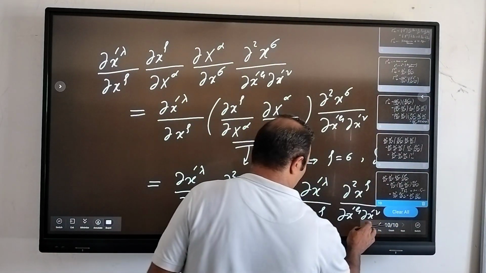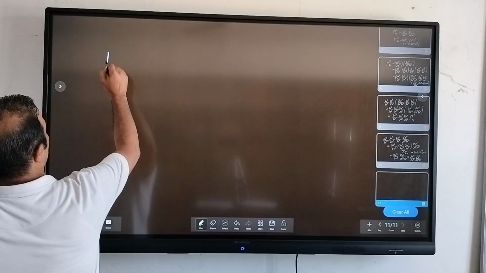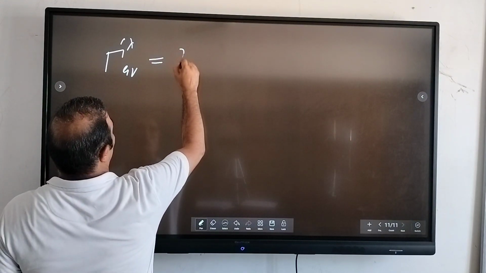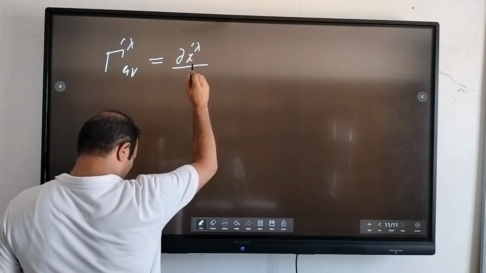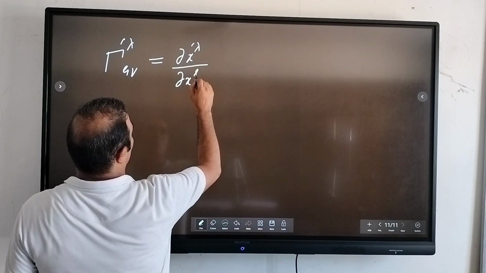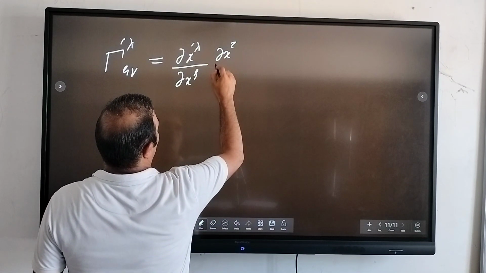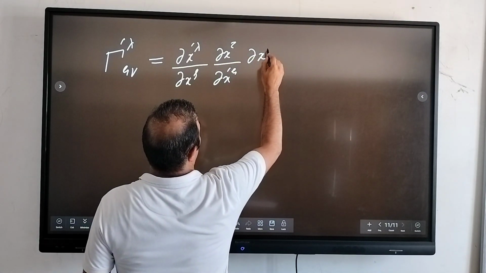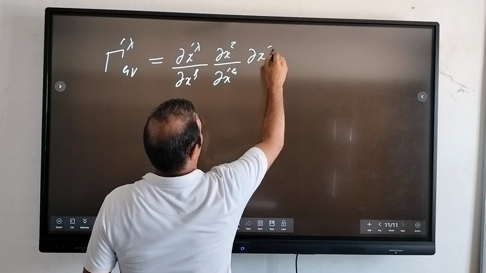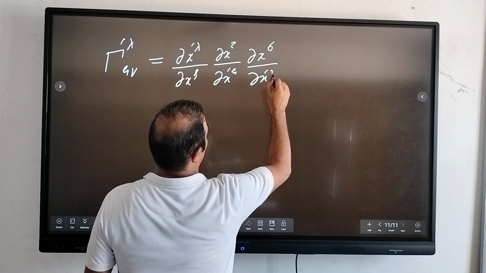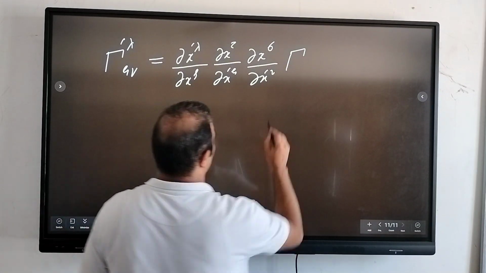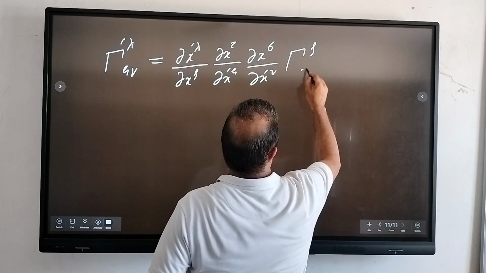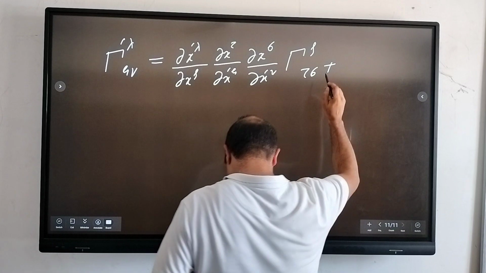Okay, so let's rewrite. So we can write now our T prime lambda mu will be equal to partial x prime lambda, partial x sigma, right? Partial x prime mu, T rho tau sigma plus.